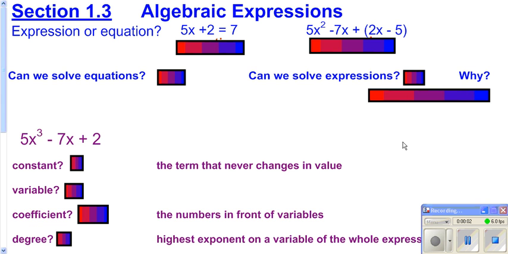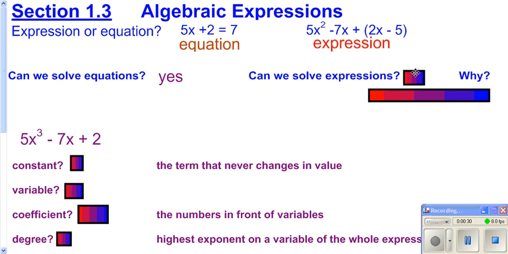Algebraic expressions. To the right over here, we have an equation, we have an expression. Well, which one's which? Well, an equation needs to have an equal sign in it. So the first one is an equation. Equations can actually be solved. However, the one over here on the right does not have an equal sign in it, so it's not an equation, it's only an expression. Expressions cannot be solved because they're not equal to anything. The only thing you can do is just simplify.